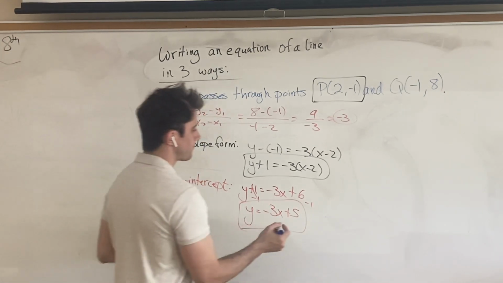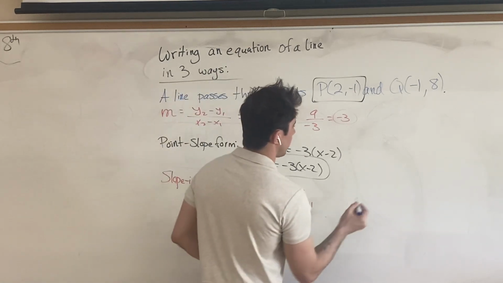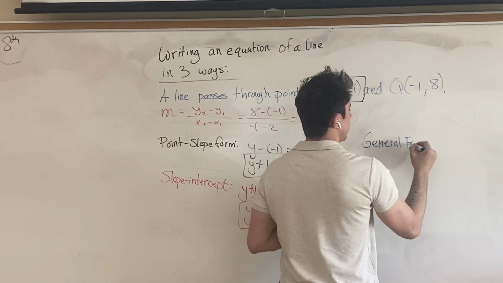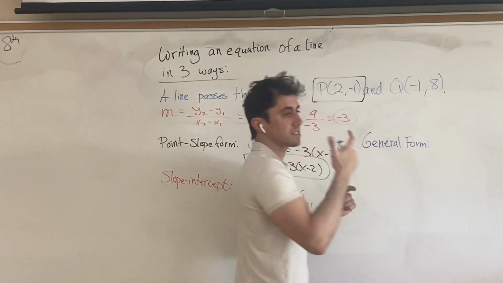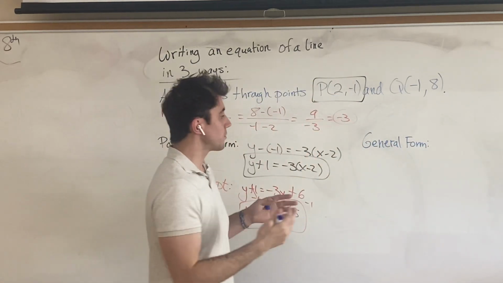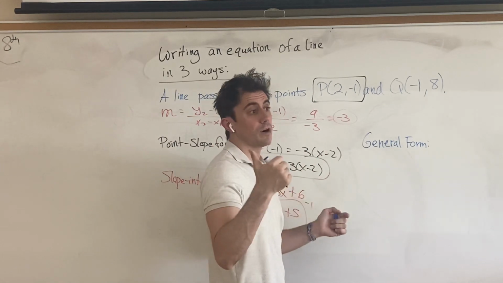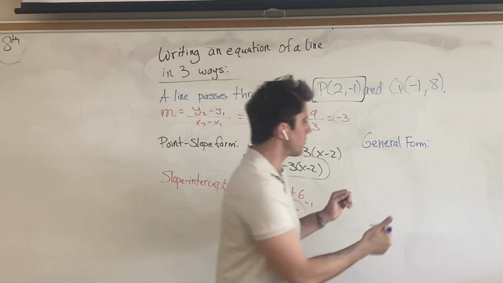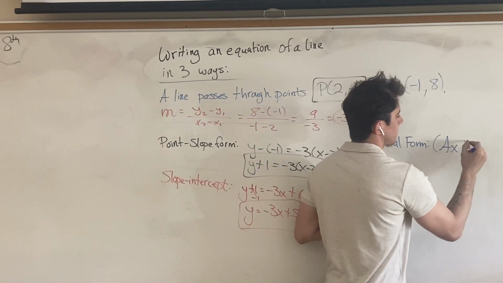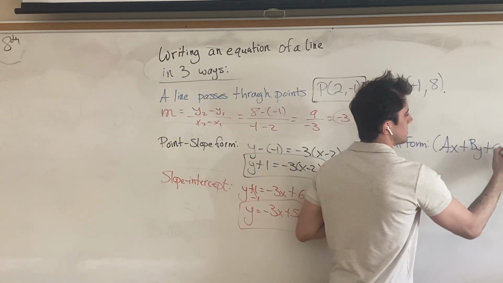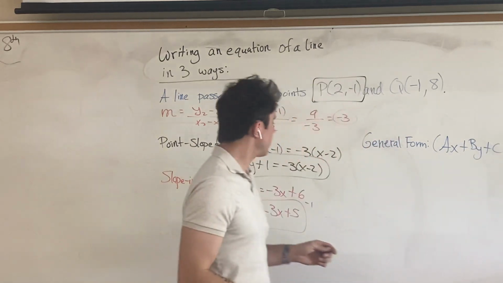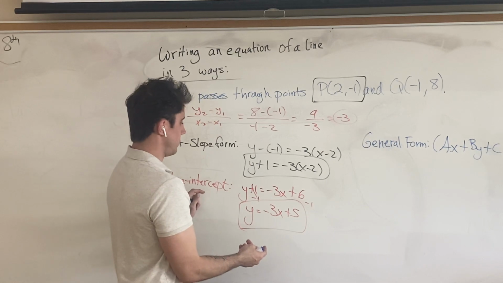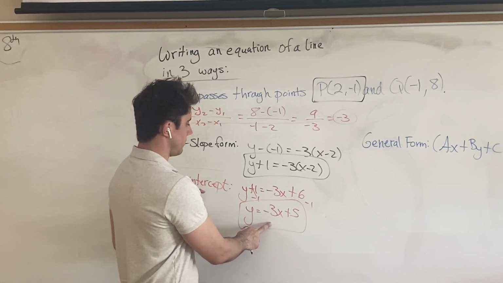And finally, I'll write the last one over here, general form. That's of the form ax plus by plus c is equal to 0. So we want everything on one side. We want no fractional coefficients, and we want a positive x term all in one, right? I'll just remind you, ax plus by plus c equals 0, right? So we can move either one into that form. I'll work with the slope-intercept form.